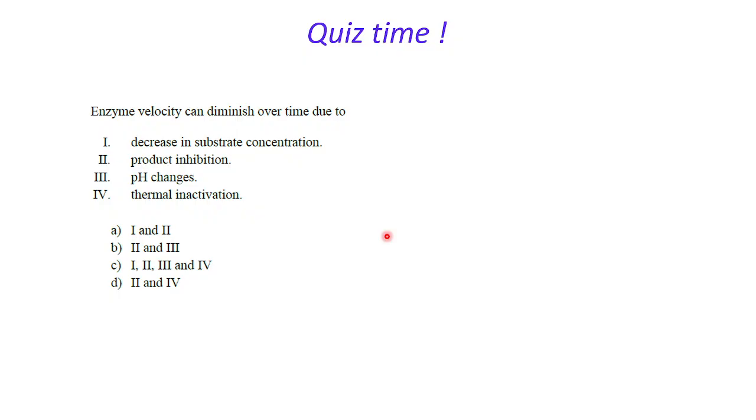Enzyme velocity can diminish over time due to: decrease in substrate concentration, product inhibition, pH changes, thermal inactivation. What is your answer?